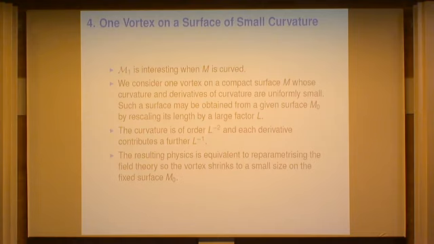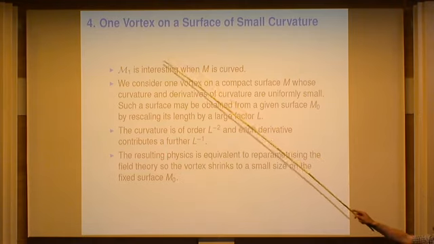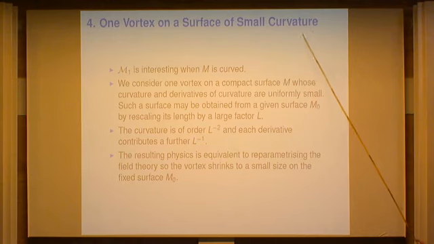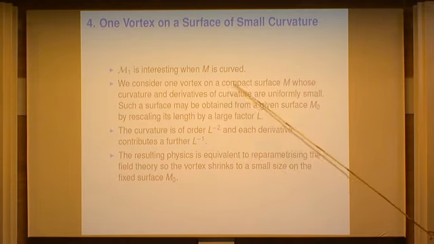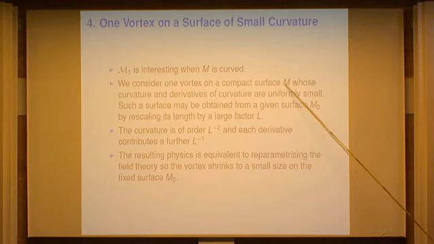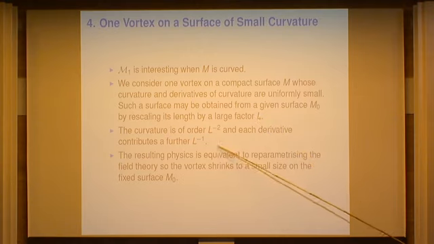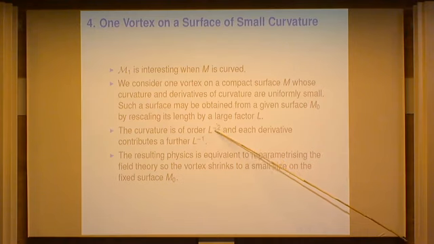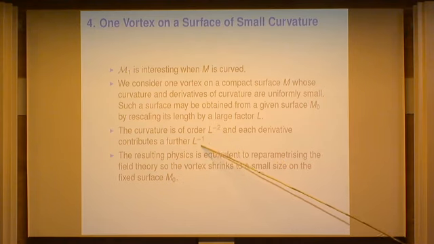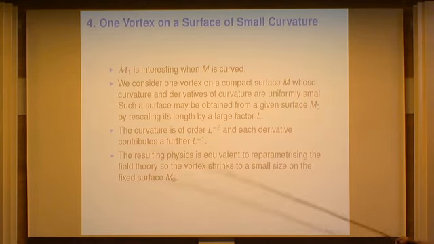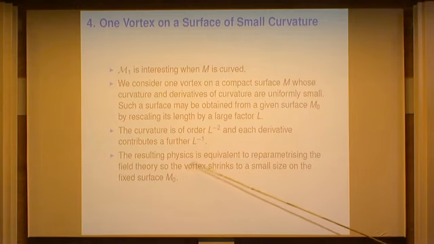Let me try and go through this quickly because I want to get on to monopoles. So this is one vortex on a surface with small curvature. We have to do some numerical work, but we have some understanding of the metric for one vortex on a surface with small curvature. We scale the surface by a big factor L. Then the curvature is of order L to the -2. Each derivative contributes L to the -1 because I've scaled everything by a big length factor L. One could also consider small vortices on a fixed surface. That's physically equivalent.